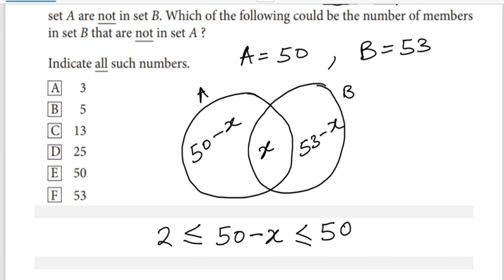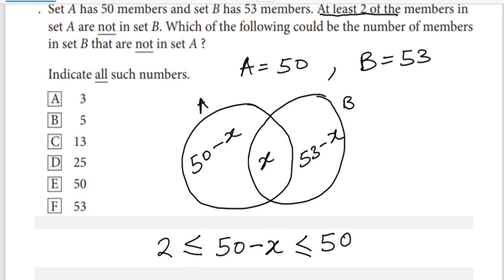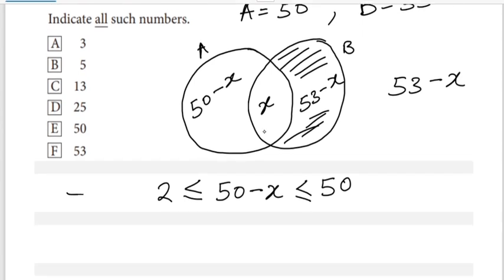But what we are looking for here is, the question is, which of the following could be the number of members in set B that are not in A? And that is here, that is the region, members in set B that are not in A. So we're trying to find 53 minus X. And if you look at what we have here already, that is true.